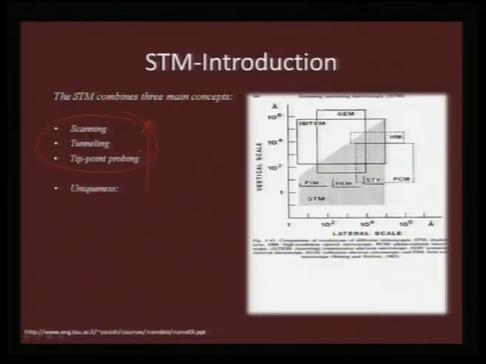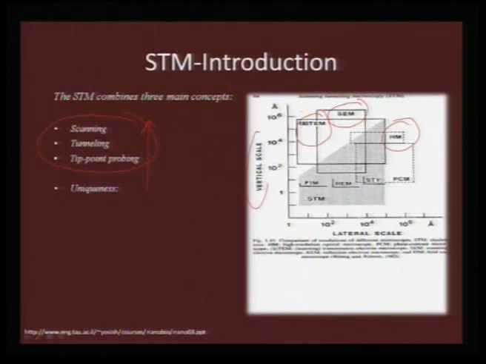And what is the uniqueness of this STM? Why do we need to take such a costly procedure for mapping? Because we already have well-established ones, that is optical microscopy, and then you have SEM, we have TEM. All these are available at a much cheaper rate compared to STM.